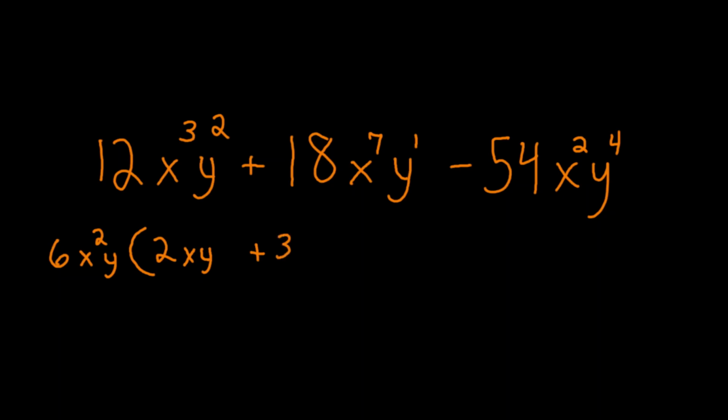X to the 7 divided by x to the second, you subtract the exponents, you're going to get x to the fifth. Y to the 1 divided by y to the first power that we took out, you're left with normal y's. Keep the sign going. We have 54 divided by 6. What is 54 divided by 6? If you're familiar with your 9 times tables, it will give you a 9.